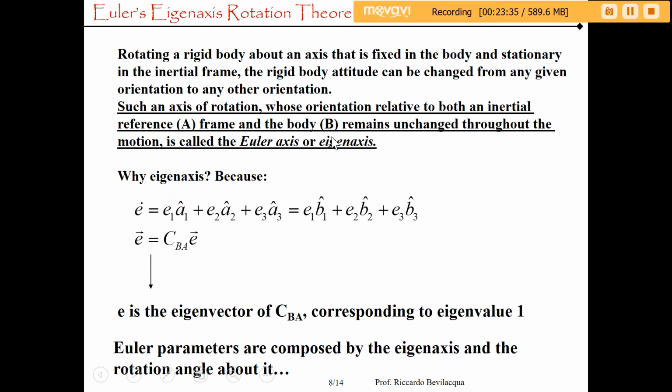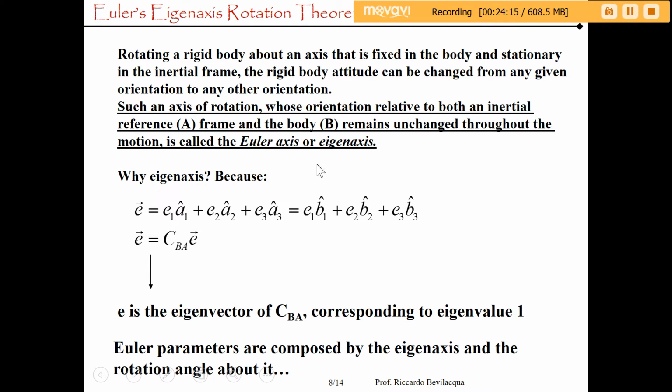In other words, if you give me an object which is oriented in any particular configuration, doesn't matter, your spacecraft can be oriented in any way with respect to the ECI, you can find an axis which is fixed both in the body and in the inertial frame, and you can locate a value of an angle about that axis so that you can obtain that configuration by rotating by that angle alpha about that axis. Such an axis of rotation, whose orientation relative to both the inertial reference frame A and the body B remains unchanged throughout the motion, is called the Euler axis or eigenaxis.